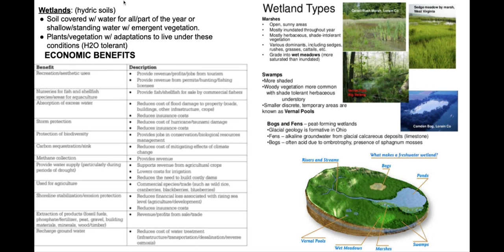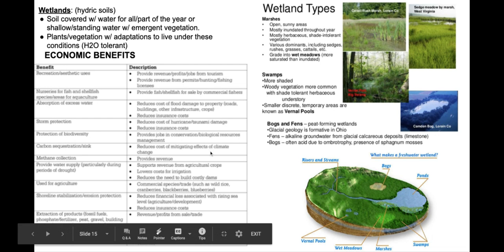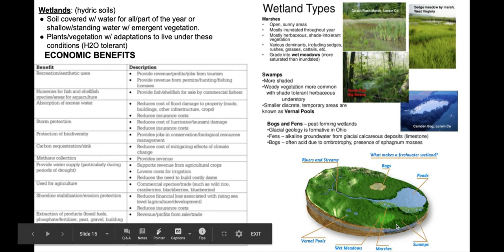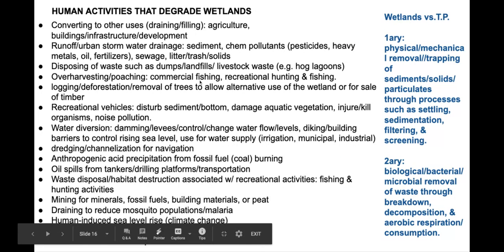Okay, so wetlands in general are hydric soils. We have three different types of wetlands: marshes, swamps, and bogs and fens. You can read about it if you don't remember what they have. What I do want to point out is the economic benefits of having those wetlands. So these are the possible economic benefits. Again, remember on the test, if they ask you for economic benefits, it's going to be different than if I ask you for an ecological benefit, which I'm going to show you in a moment. This is the location of each of the wetlands as well.